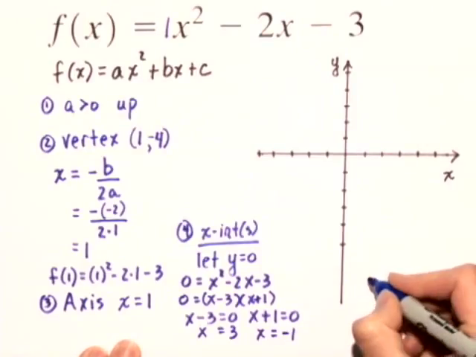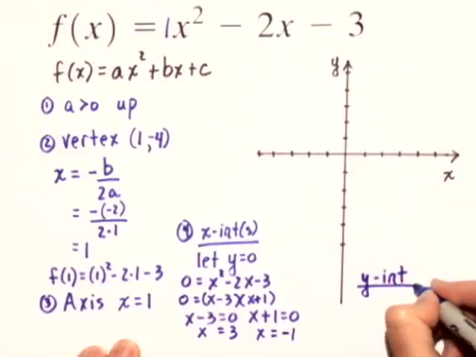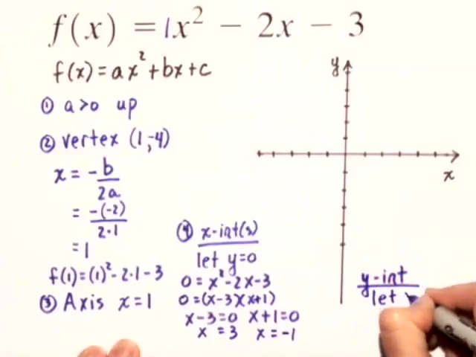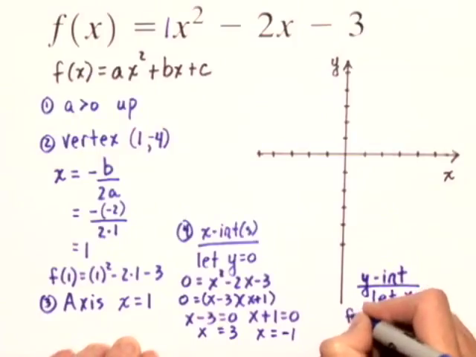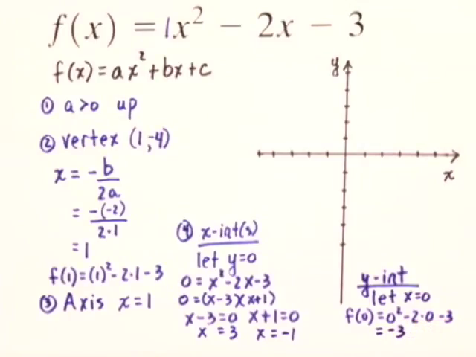Let's also find the y-intercept. The y-intercept we can find by letting x equal 0. If we let x equal 0, that's really finding f of 0. That will be 0 squared minus 2 times 0 minus 3, or simply negative 3.